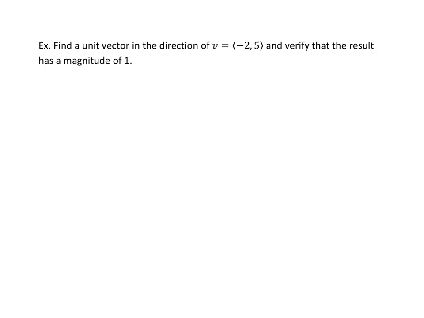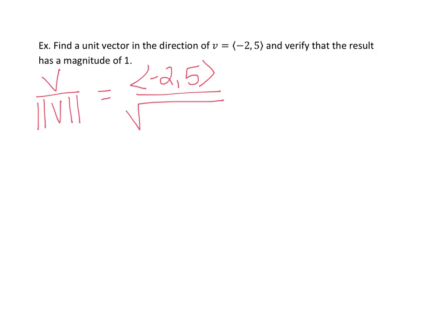Okay, find the unit vector in the direction of v and verify that the result has a magnitude of 1. So if I want the unit vector, I've got to take v and divide it by the magnitude of v. So my v is negative 2, 5. My magnitude is the square root of my two legs squared, negative 2 squared plus 5 squared. So this is negative 2, 5 divided by, what is that, 4 and 25, square root of 29.